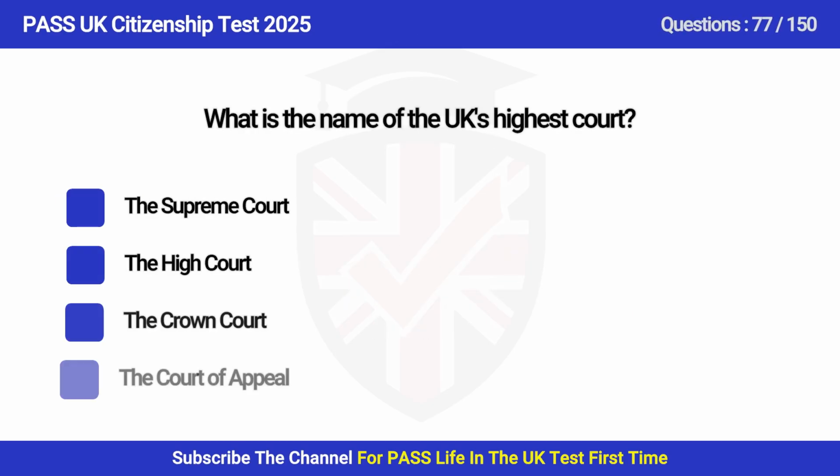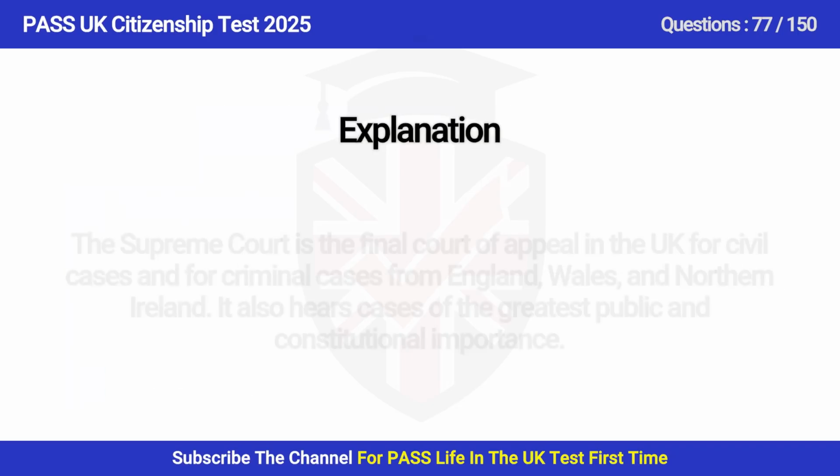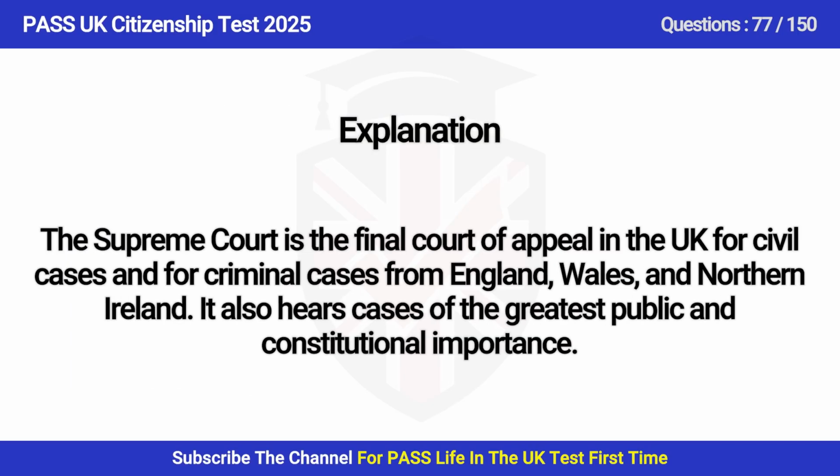Question 77. What is the name of the highest court in the UK? A. The Supreme Court, B. The High Court, C. The Crown Court, D. The Court of Appeal. Answer is A. The Supreme Court. The Supreme Court is the final court of appeal for civil cases, and for criminal cases from England, Wales, and Northern Ireland. It also hears cases of the greatest public and constitutional importance.